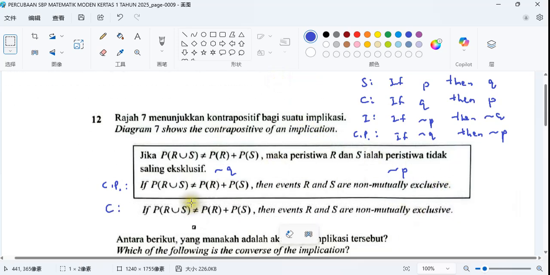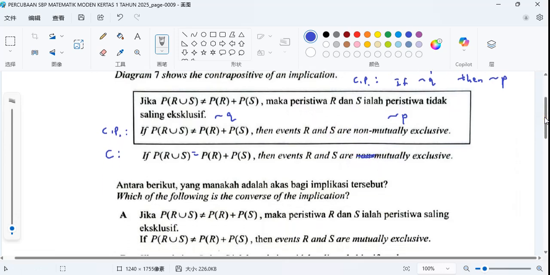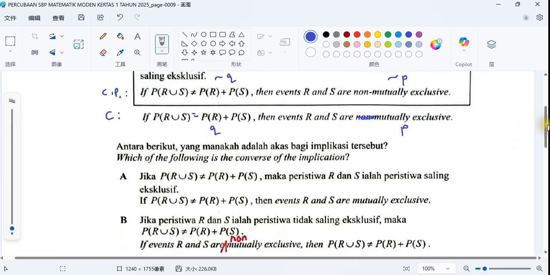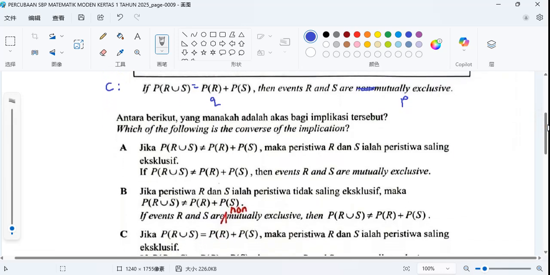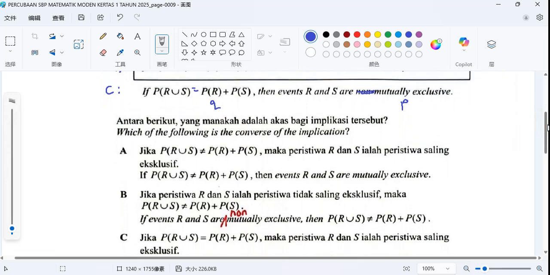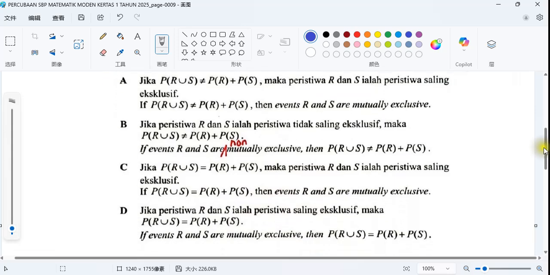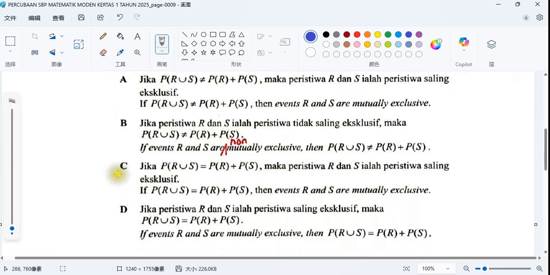So this equals, then they are mutually exclusive. So this is Q, this is P. Yes. Equals, then R and S are mutually exclusive. Okay, C.